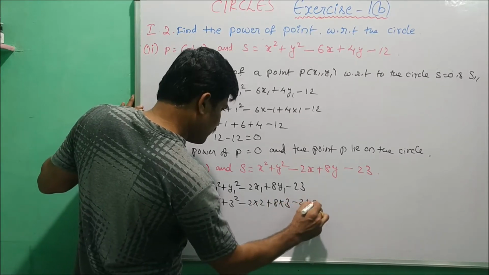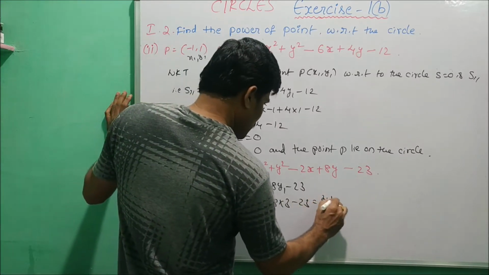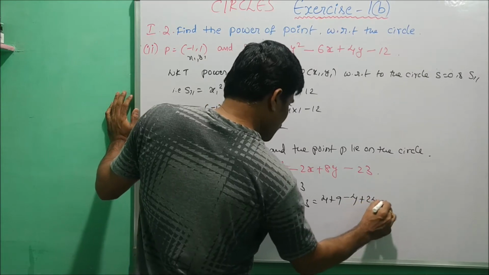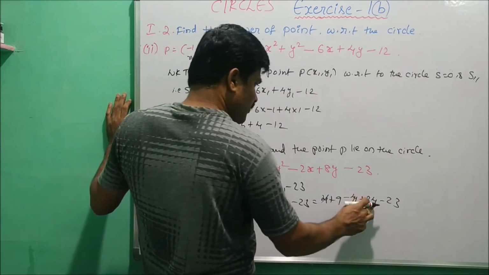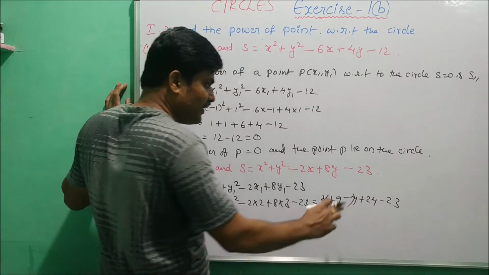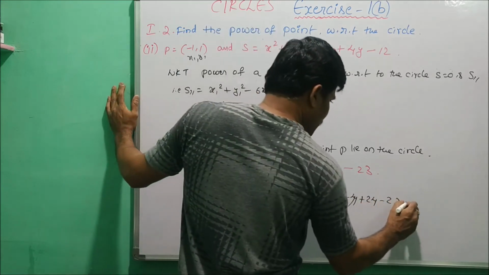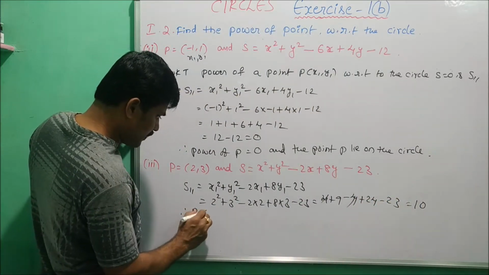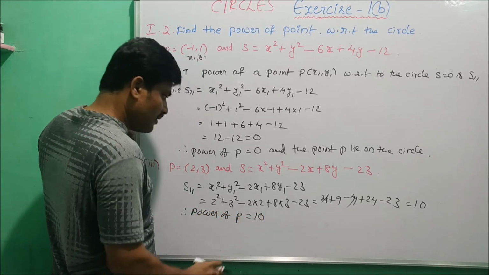Now that value equals 2 square is 4, plus 9, minus 4 plus 24 minus 23. Here 4 minus 4 will be cancelled. 24 plus 9 is 33. 33 minus 23 is plus 10. So the power of the point equals 10, which is always positive.